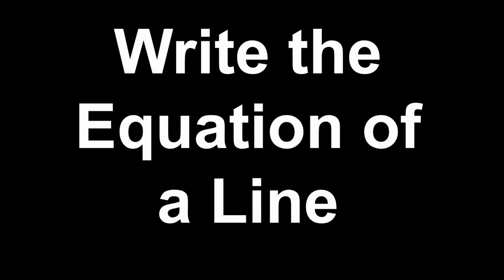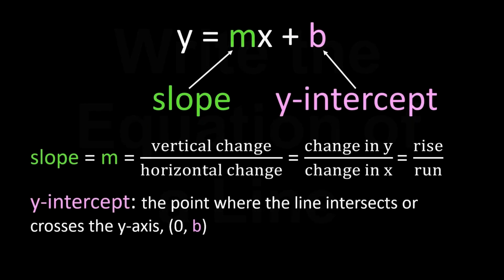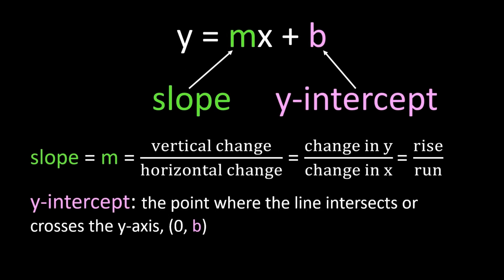In this video, we're going to write the equation of a line represented by a table. We'll write the equation for our line in slope-intercept form, so in the form y equals mx plus b. We'll calculate our slope using change in y over change in x, and our y-intercept is the point where the line intersects or crosses the y-axis, so it's the y value when x is 0. Let's take a look at our examples.